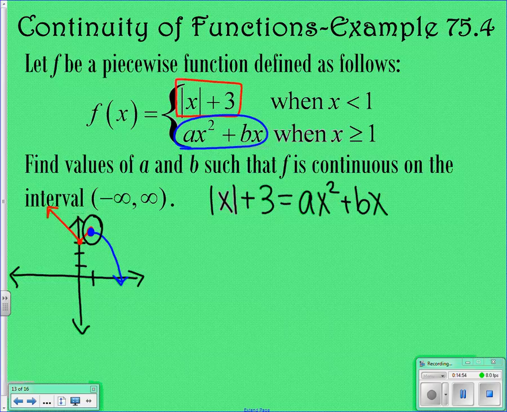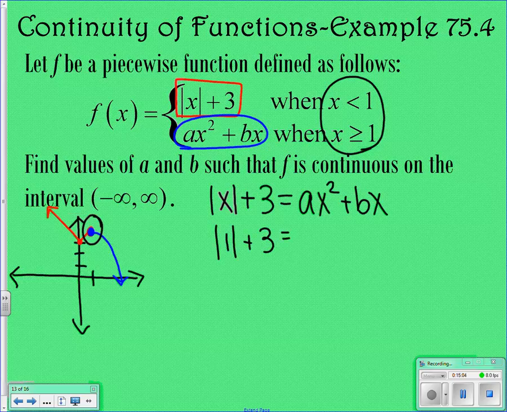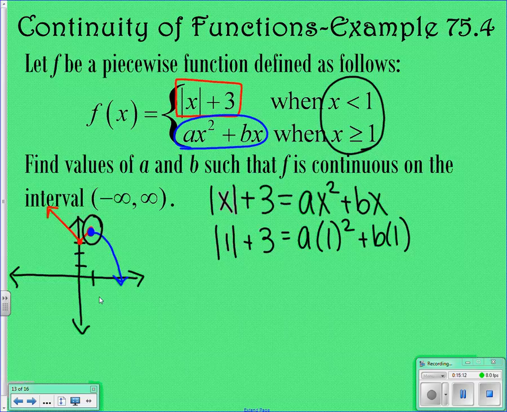Now what x value is for that point? Well, when x equals 1 is what we're dealing with. So we're going to plug in a 1 here everywhere for our x. And so if you simplify this, the absolute value of 1 is 1, plus 3, 4. And then we have a times 1 squared is still a, plus b times 1, which is b. And I get the equation a plus b equals 4.